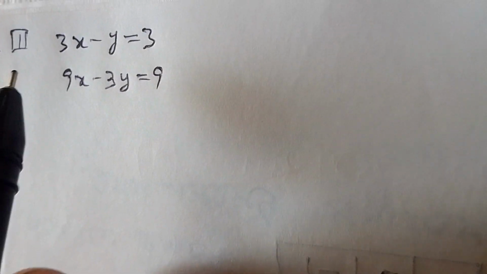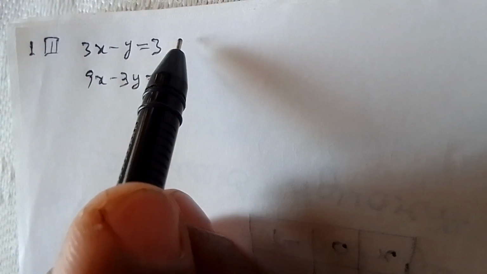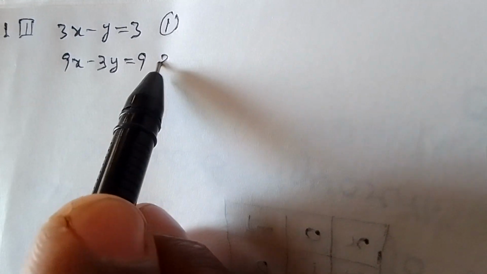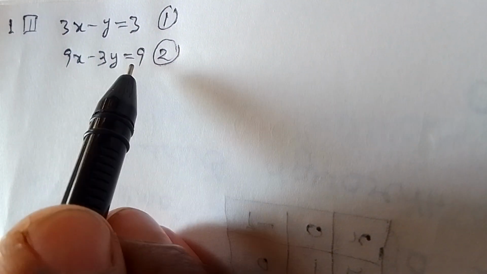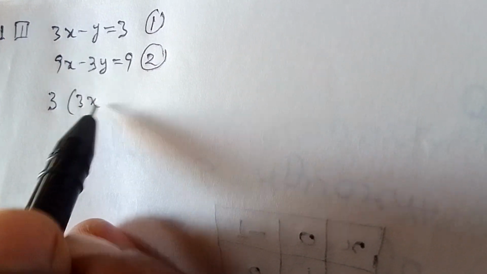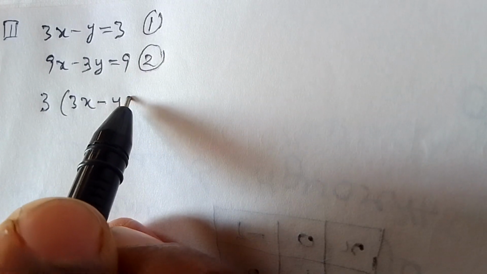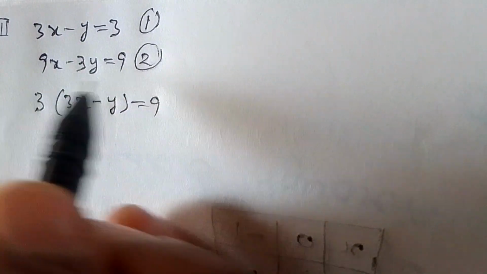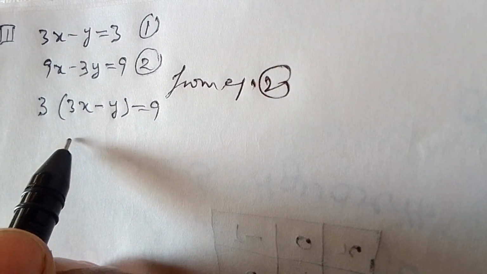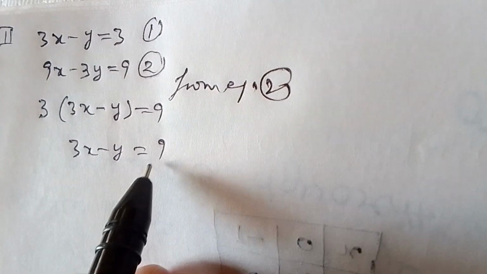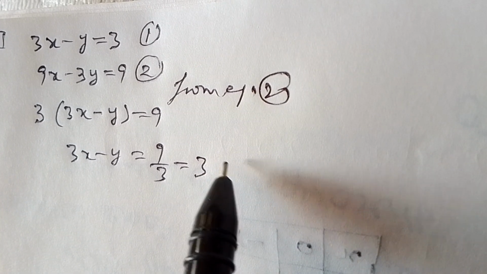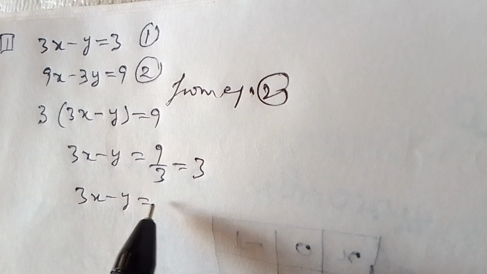The third part of the question is 3x minus y is equal to 3, that is equation 1, and 9x minus 3y is equal to 9, that is equation 2. From equation 2, taking 3 outside, it becomes 3 into (3x minus y) is equal to 9. So 3x minus y is equal to 9 by 3, taking it to the other side, so it becomes 3. So it is 3x minus y is equal to 3.